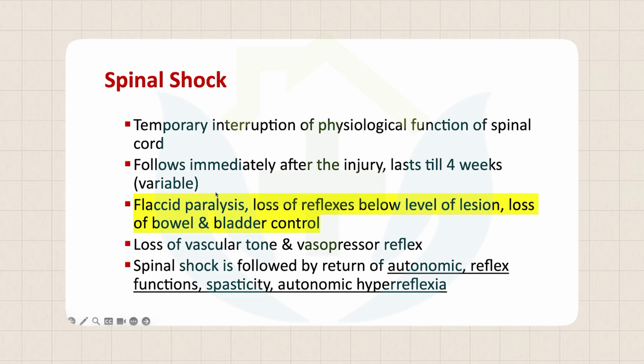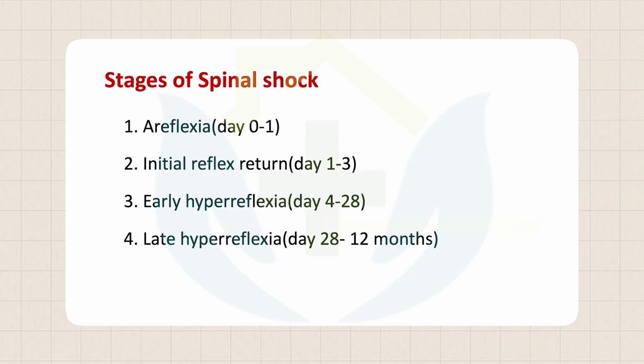So it is a flaccid, areflexive paralysis below the level of lesion with associated loss of bladder and bowel control. Alongside there is a loss of vascular tone, you get vasodilatation and hypotension because of that. Spinal shock is obviously followed later on by something known as ADR, autonomic dysreflexia, which we'll discuss. So spinal shock is simple. If you cut the nerves, there will be no sensory and motor outflow or inflow, and that will cause spinal shock.